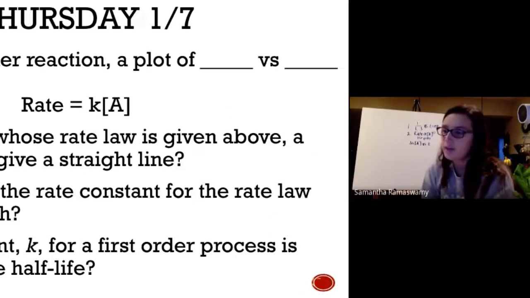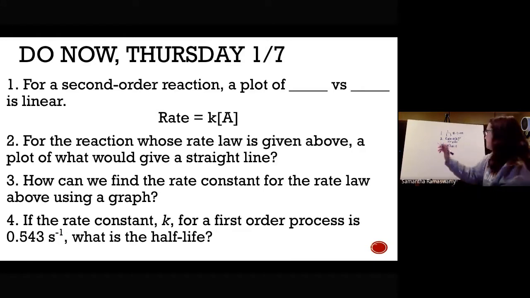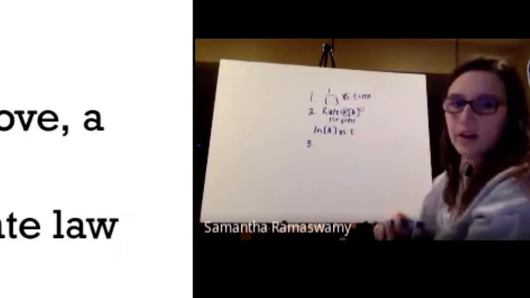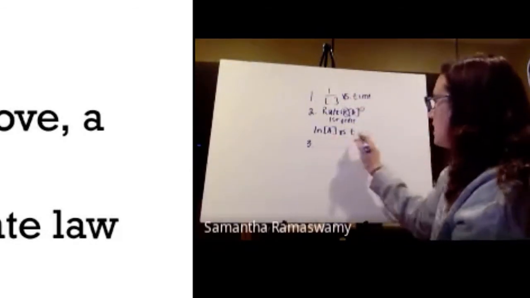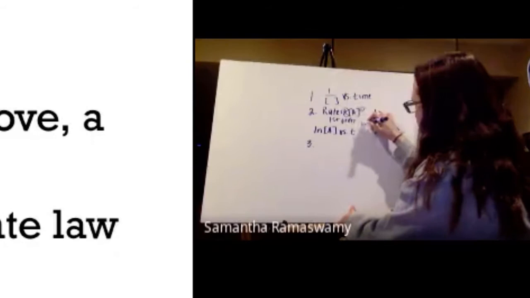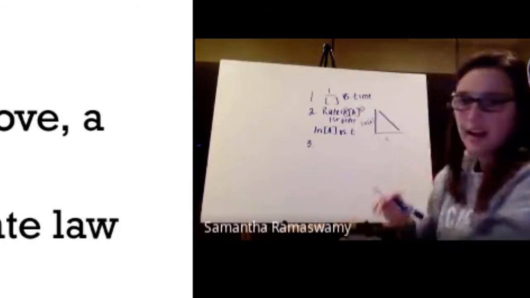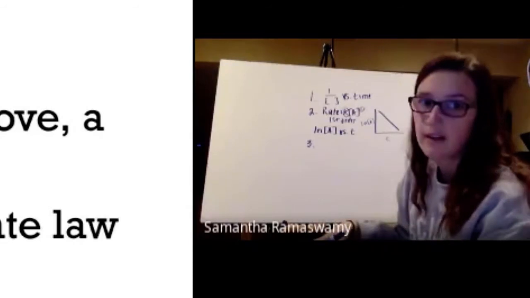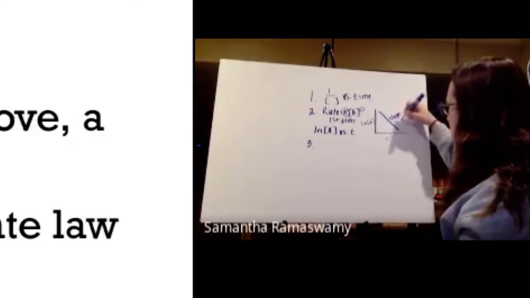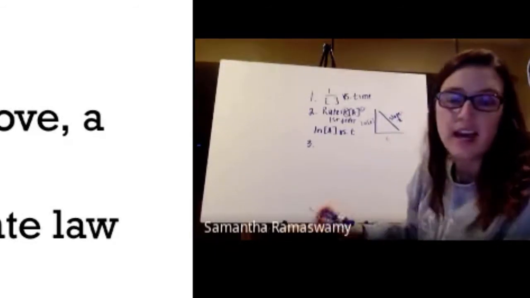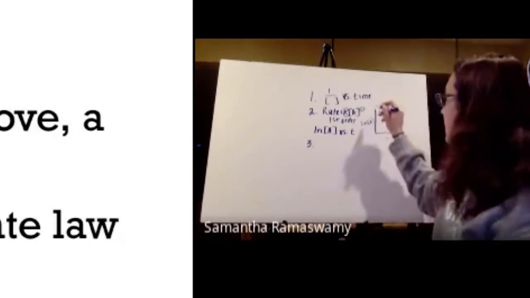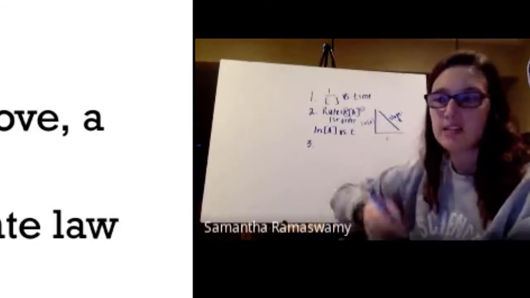And then number 3, how can we find the rate constant for the rate law above using the graph? If our graph looks like this, time versus ln of concentration of A, how could we find the value of k? Remember that the slope is related to the rate constant. If you can read this, it says slope equals negative k. Because this is a negative slope, k always has to be positive.